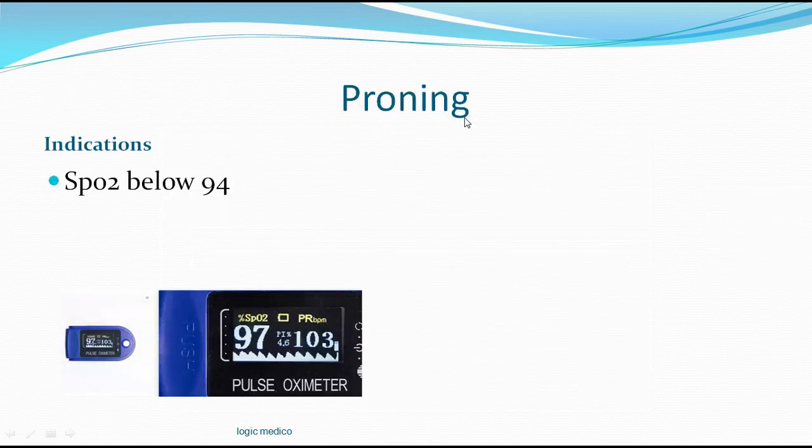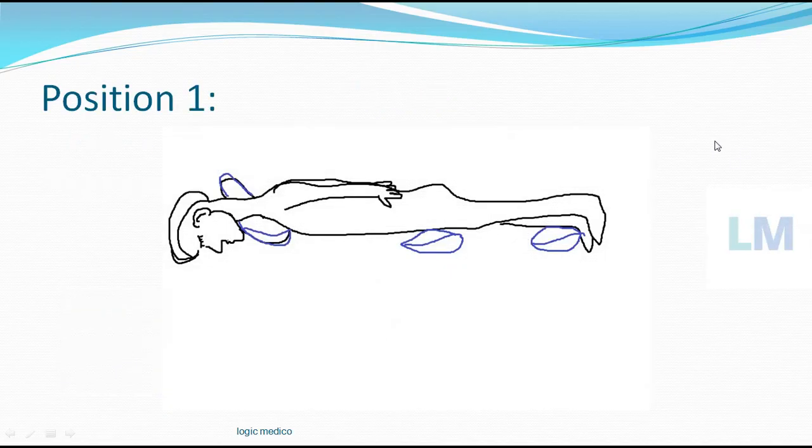So proning is usually done for whom? When the SpO2, the saturation of oxygen, falls below 94, we have to advise proning for the individual. It's measured in pulse oximetry. You can see one video on pulse oximetry. So let's understand now what are the positions in proning and why this kind of pillows are placed over there.